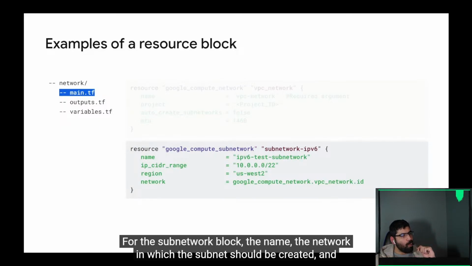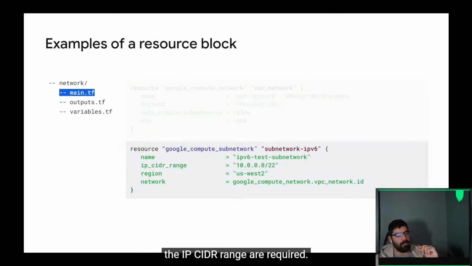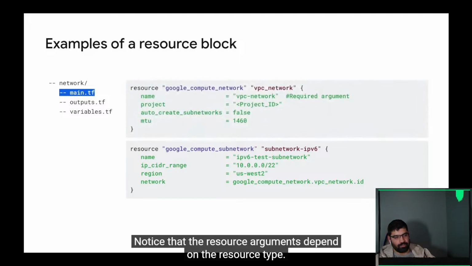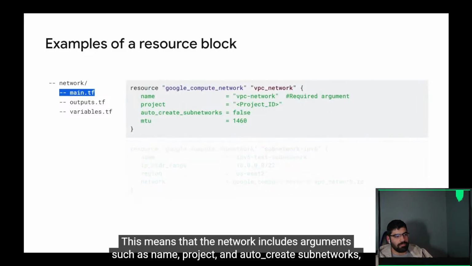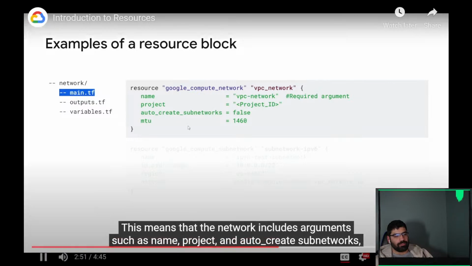For the subnetwork block, the name, the network in which the subnet should be created, and the IP CIDR range are required. Notice the resource arguments depend on the resource type. This means that the network includes the arguments such as name, project, and auto-create subnetworks.